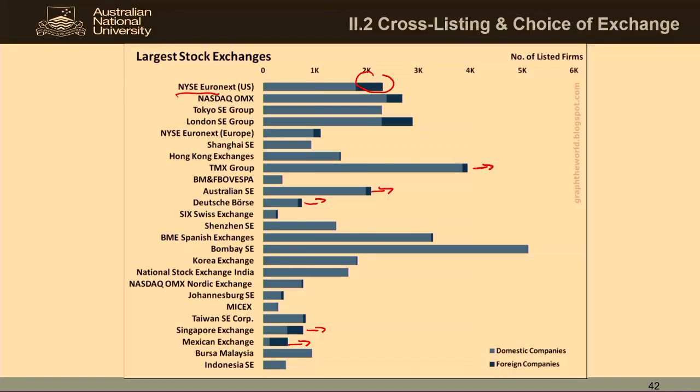So why do you think that the New York Stock Exchange or the London Stock Exchange are the more popular ones, other than liquidity? Liquidity is one of the factors that we talk about. The second factor is value add. What kind of value add would these popular stock exchanges offer to their foreign listers? Pardon? Large capital base, yes. So you have a wide investor base to reach out to.